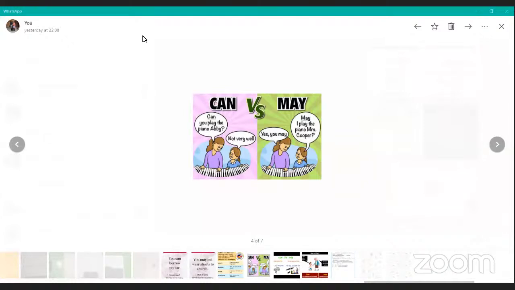Okay. Can you see the screen? There is a dialogue. Can you play the piano, Abby? Not very well. Then look at the other part. May I play the piano, Mrs. Cooper? Yes, you may. Can you identify the difference between can and may? That is our lesson today.